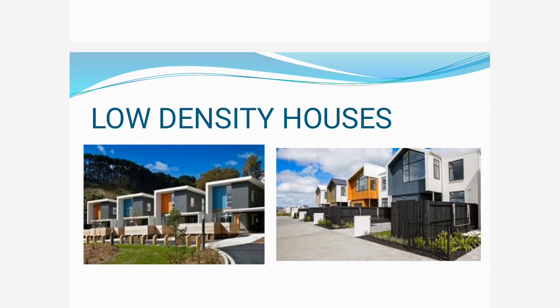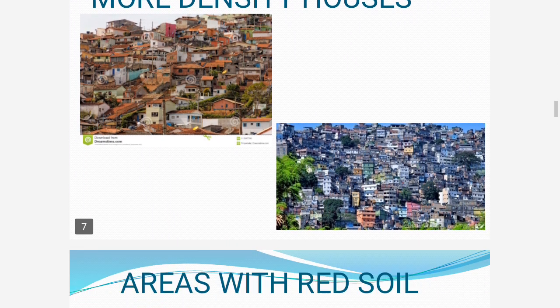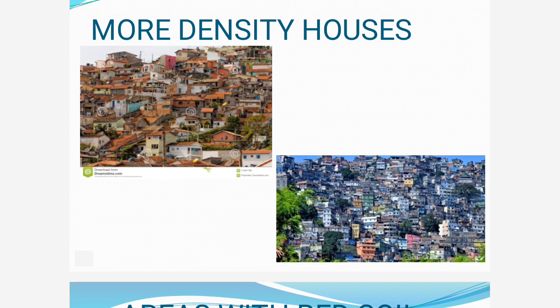This is a picture showing you density where there is less density. Look at the first picture. This is a picture of abroad countries where there is less population compared to the picture I am showing you now. Here you will see the density of houses or the population is more.